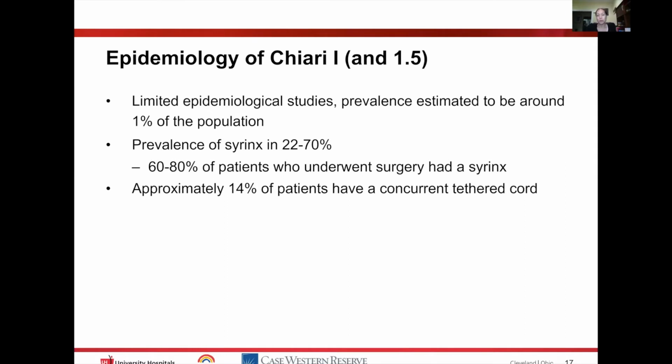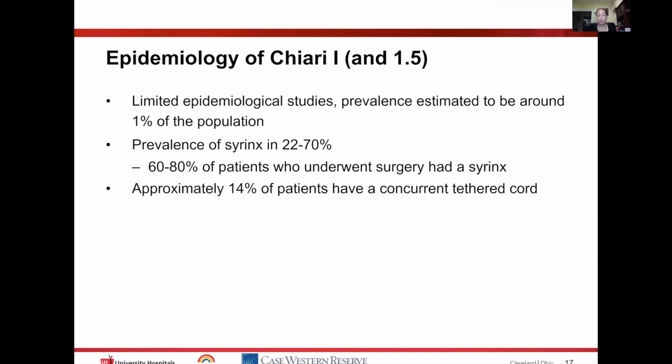When we look at those people that have Chiaris, the syrinx can be described anywhere in 22 to 70%, depending on what study you look at. But in certain studies that looked at patients that underwent surgery for Chiari, there is actually a much higher prevalence, about 60 to 80% of the patients who actually require surgery for their Chiari had a syrinx, and typically a syrinx is usually an indication for surgery when we're thinking about how to decide on intervention.